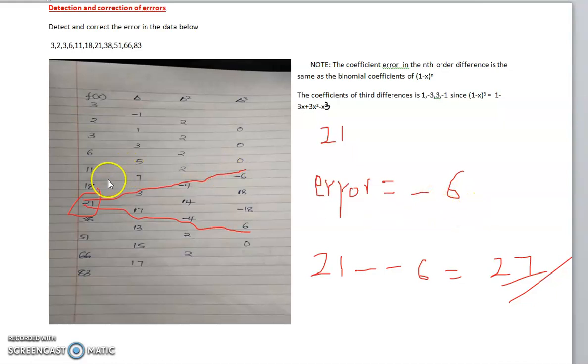Now you take the value that contains the error, of which the value is 21. You take that 21, then you subtract the error. When you subtract that way, you get 27. And that is the answer.